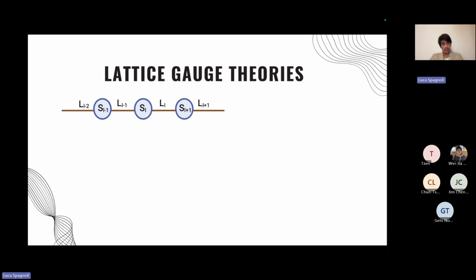In the picture, you see a one-dimensional system where you have three sites, the blue circles, which are the discrete points where the matter lives. And then you have the links, the brown lines, that connect sites. On sites, as I said, lives the matter, while on links lives the gauge field. Again, from the name gauge theories, because we have the gauge field that brings the gauge symmetry.